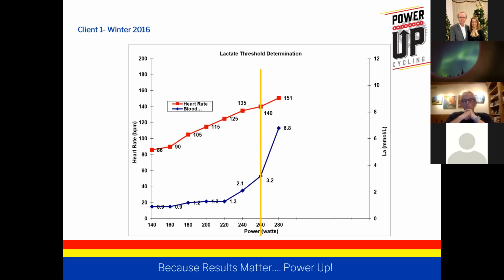And her LT1 right now in the winter of 2016, when she was in pretty good shape, was at 220. And up to that point in time, she's burning primarily fats. She's got a very sort of classic graph, so it's pretty easy to determine her numbers. Her LT2, or her anaerobic threshold, was at 260. So she was in pretty good shape in the winter, going into even before preseason.